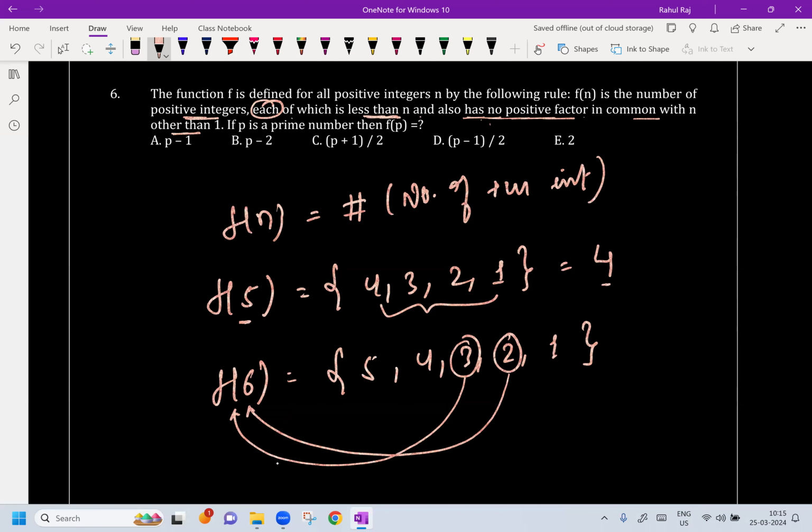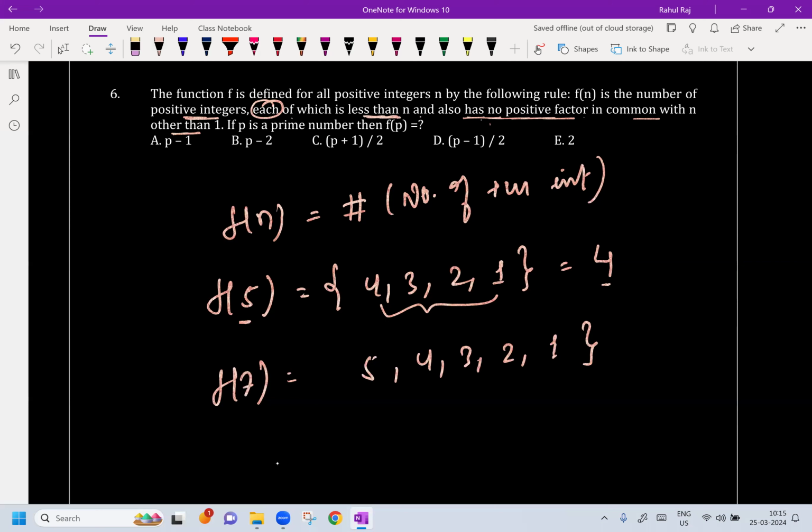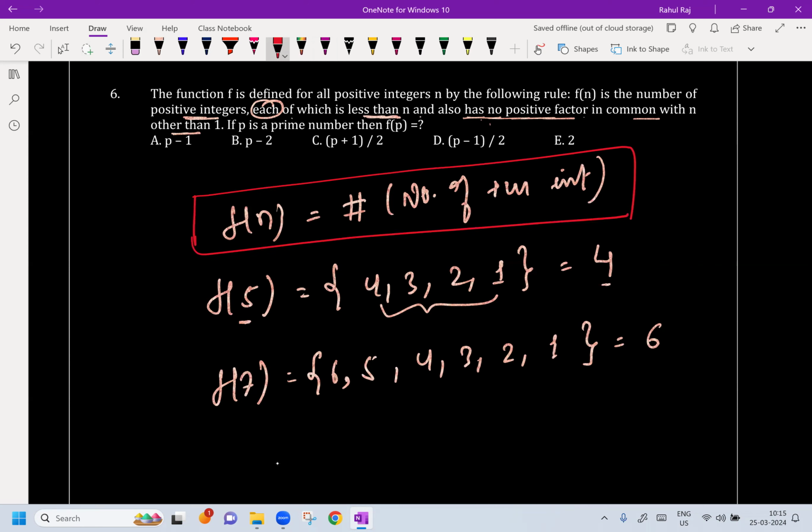It means that I'm supposed to take only prime numbers, because prime numbers are the only numbers with which you have just 2 factors. So imagine if in place of f6, Alexa, I take f7. Now I'll have to include 6 as well in this. 6, 5, 4, 3, 2, they have no factor in common with 7 other than 1. But what is the value of f7? 6. Because what is the value of fn? Fn is nothing but the number of positive integers less than n. This should be 100% understood to you.